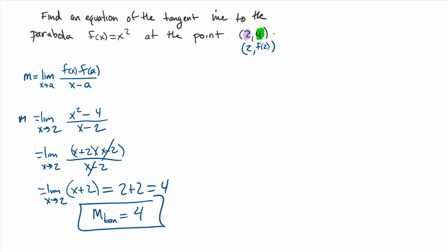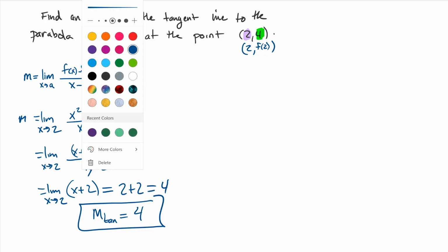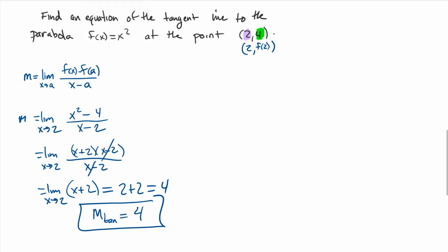Okay, so we're not done. Let's finish it, because we still need to write the equation of the tangent line. What we just found was the slope of the tangent line. But doesn't an equation look something like this? That's the equation of the line, and we already know its slope. We just have to find that y-intercept.